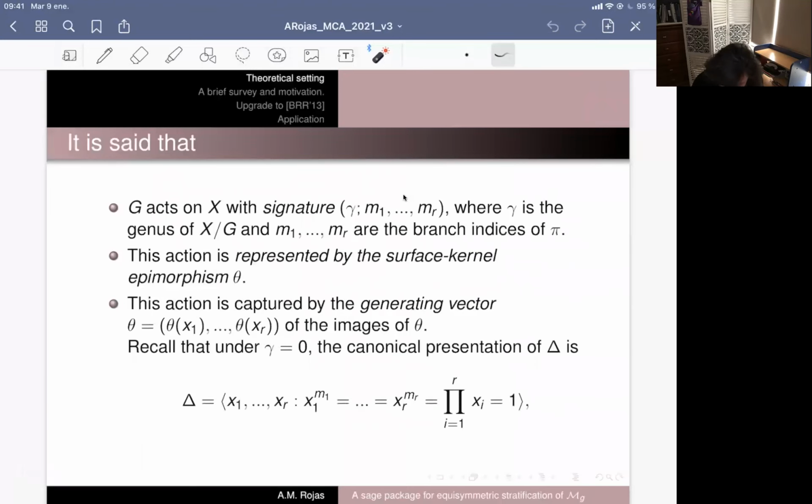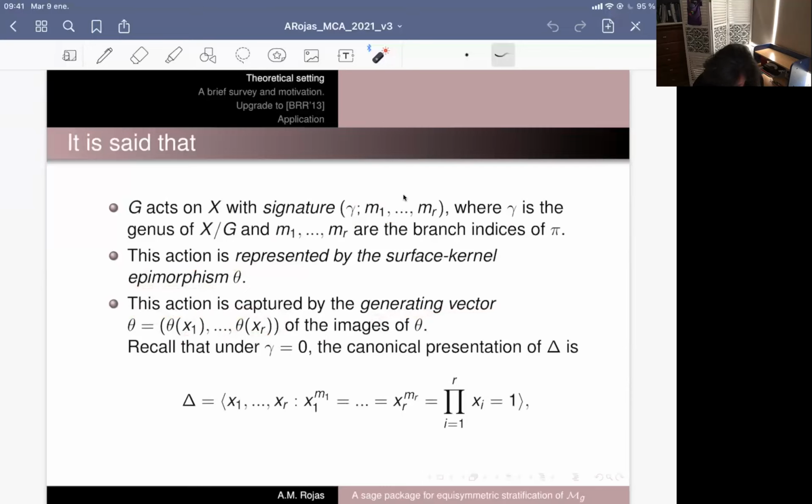It is said that G acts on X with signature (gamma; m1, ..., mr), where gamma is the genus of the quotient and the mi are the branch indices of the Galois covering associated to the action. It is also said that this action is represented by the surface kernel epimorphism theta. And we say that this action is captured by the generating vector, which is the images of this epimorphism theta.